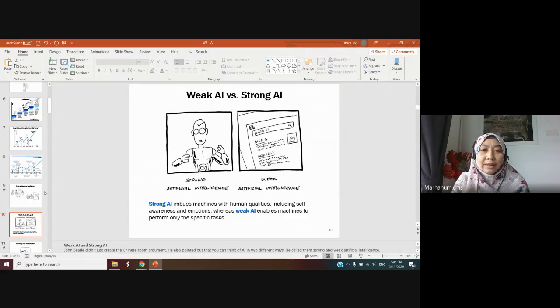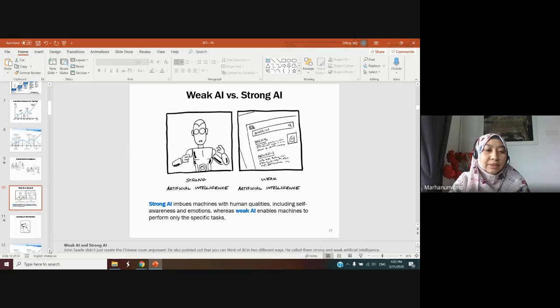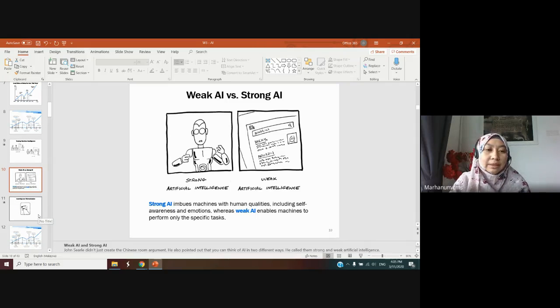And then weak AI and strong AI. Strong AI is a machine with human qualities, including self-awareness and emotions. And then weak AI enables machines to perform only specific tasks. If we ask it to do this, then it will only do it. But the strong artificial intelligence will be able to imitate human qualities, maybe 70%, 80%, like I think Sophia. Okay, maybe we can search for any other AI that the Westerners or computer scientists try to build to have a real human being.